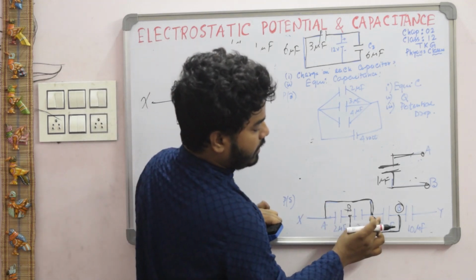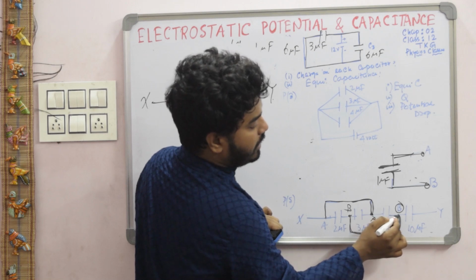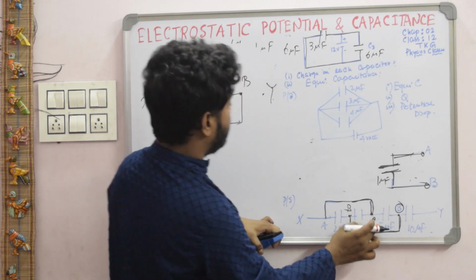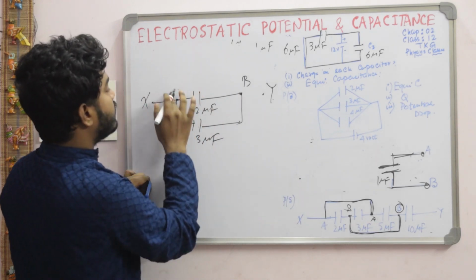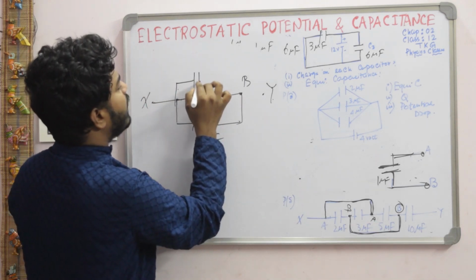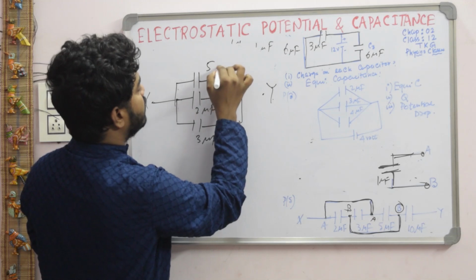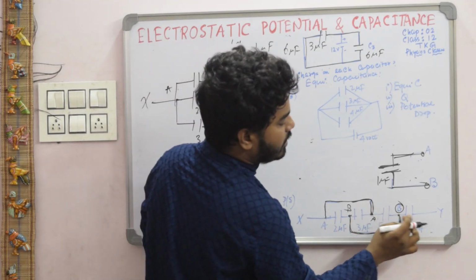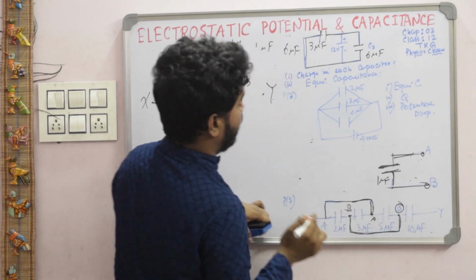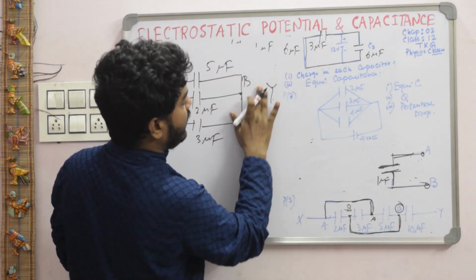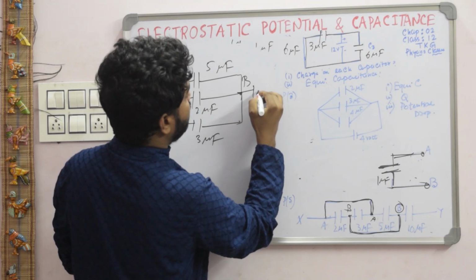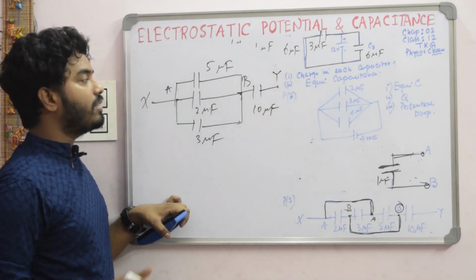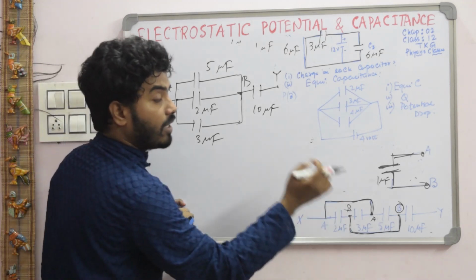Now this point is A and this point is B. Between A and B there is another capacitor which is 5 microfarad. So write it down again, that is 5 microfarad. And finally after B there is another capacitor, that is 10 microfarad, B to Y. B to Y there is a 10 microfarad capacitor. So what will be the equivalent capacitance? This is the equivalent circuit for this circuit.